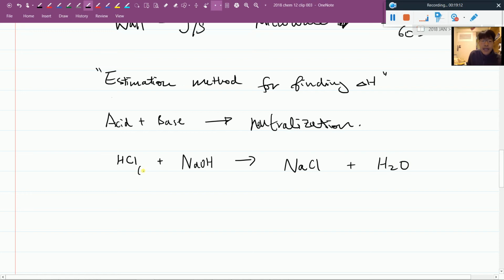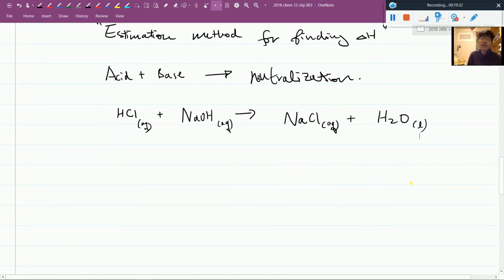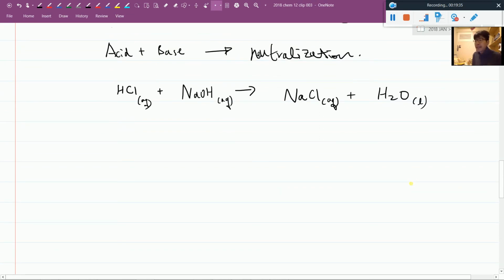So HCl is in aqueous form. The salt is able to dissolve in aqueous form, and water by itself is liquid. So this is a simple neutralization reaction. Hydrochloric acid reacts with sodium hydroxide, forming salt and water. They're in a 1-to-1 ratio, so nothing very special, nothing fancy. But how can I use the estimation method based on energy equals mc delta T as the estimate, to estimate what would be the delta H for this reaction?